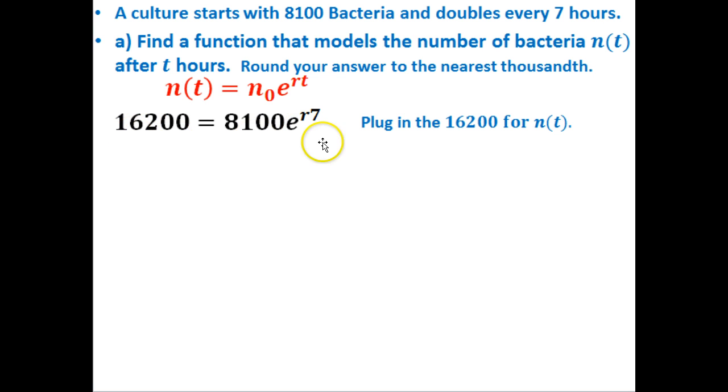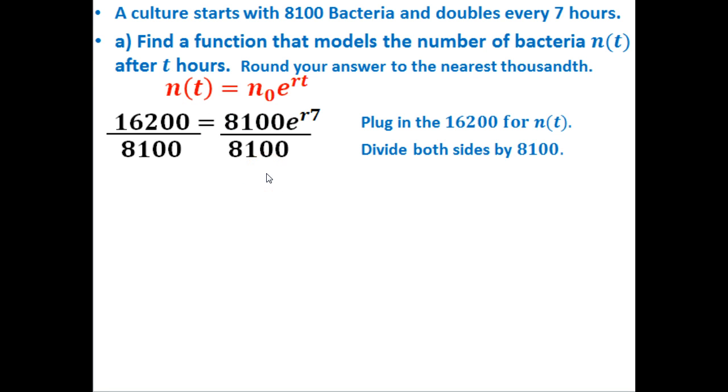Now we're going to solve this for r and see if we can determine what our rate is. If we can identify the rate, then we can create our formula. So we're going to divide both sides by 8,100. The reason is that we're trying to get the r out of the exponent, but the first thing we've got to do is get rid of everything else. So we divide both sides by 8,100. 16,200 divided by 8,100 is just 2. We know that because it doubled. So 2 equals e to the 7r.